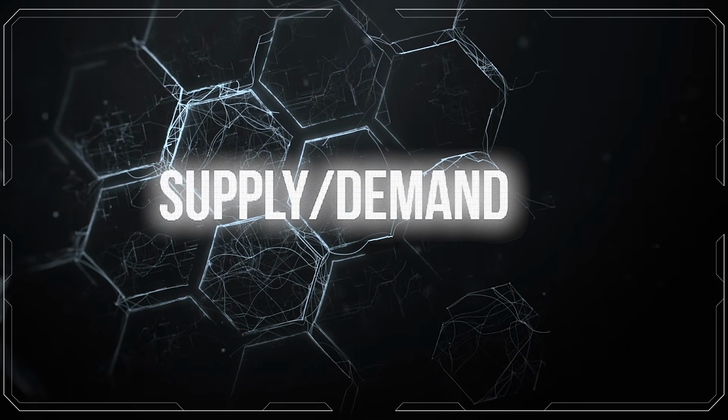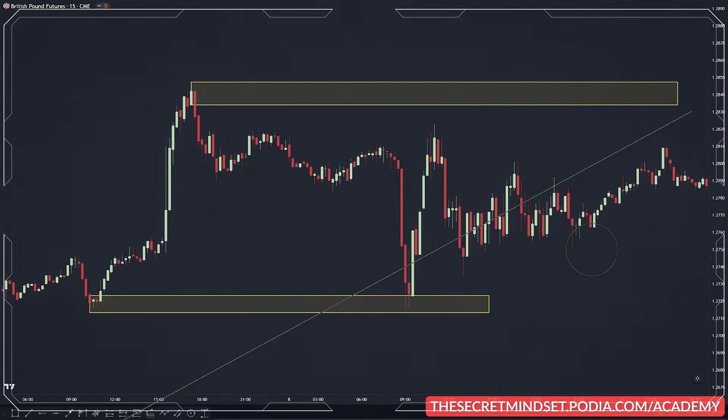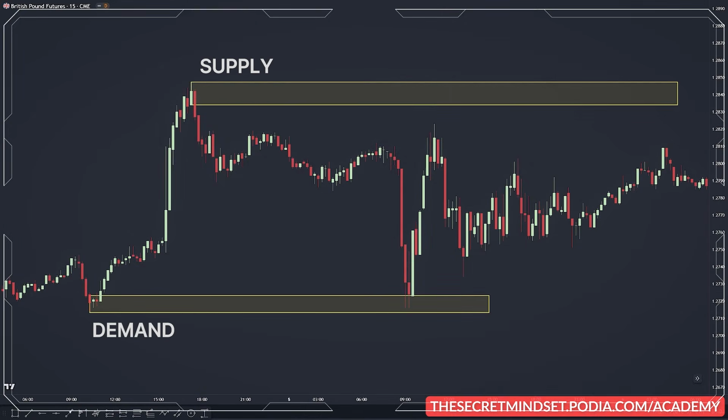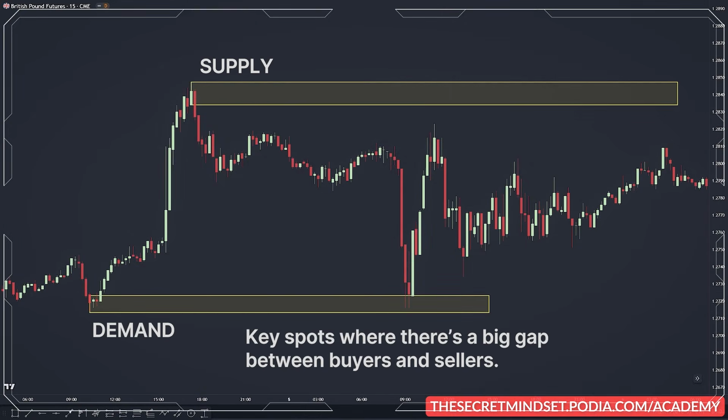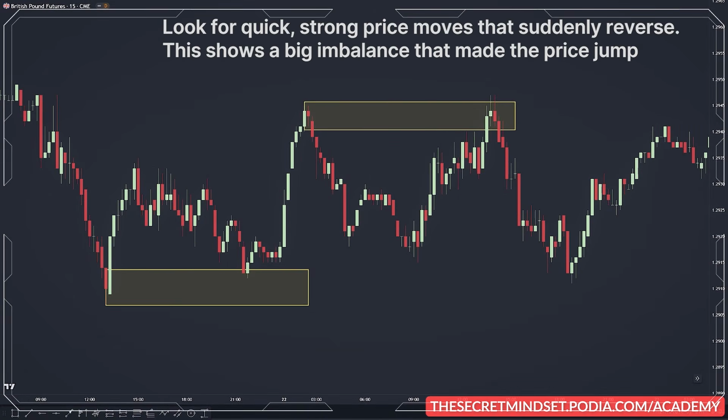After the market structure, the next concept you should master is supply and demand. Supply and demand zones are key spots on charts where big players make their moves. These zones show where there's a big gap between buyers and sellers. To find them, look for quick, strong price moves that suddenly reverse. This shows a big imbalance that made the price jump. To mark these zones, find where the big move started.